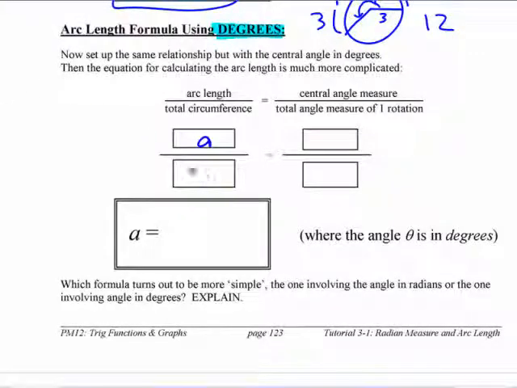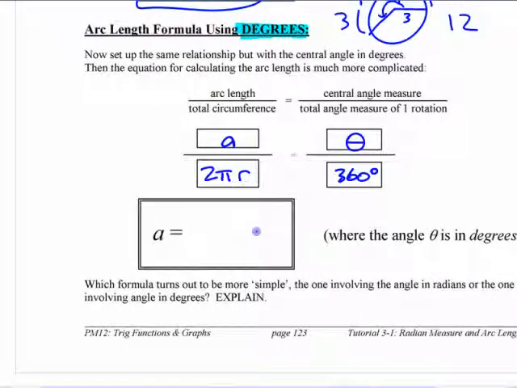Arc length is still A. Total circumference is still 2 pi r. Central angle measure is still theta, but the angle of one rotation is now 360 degrees. Right? You can simplify that, but it doesn't get as simple as the one up above. This formula you don't necessarily need as long as you can convert angles to radians.